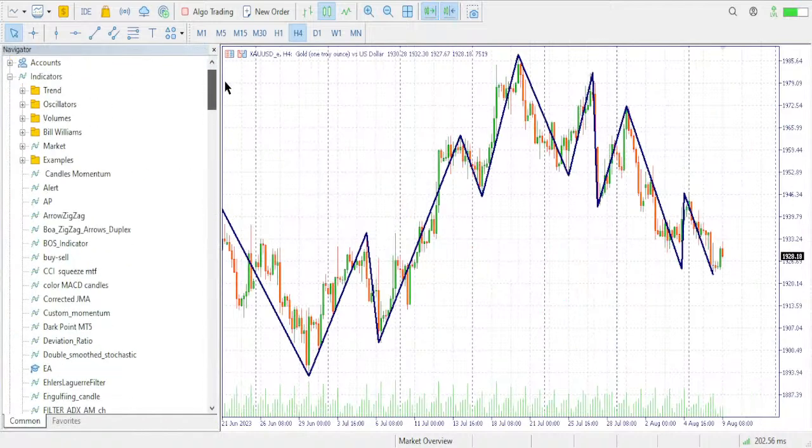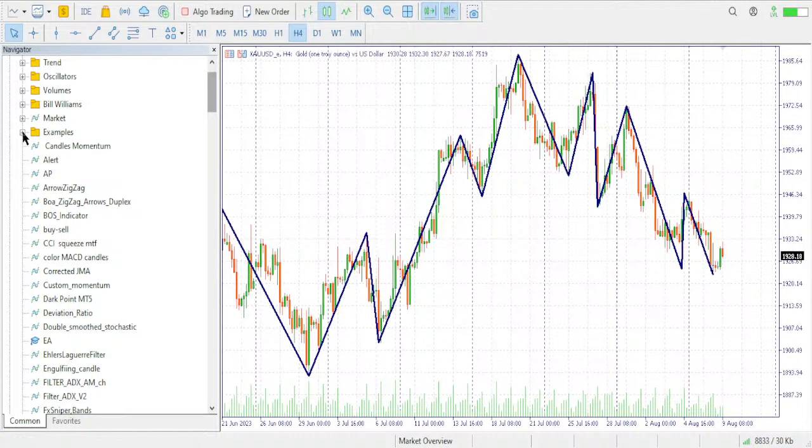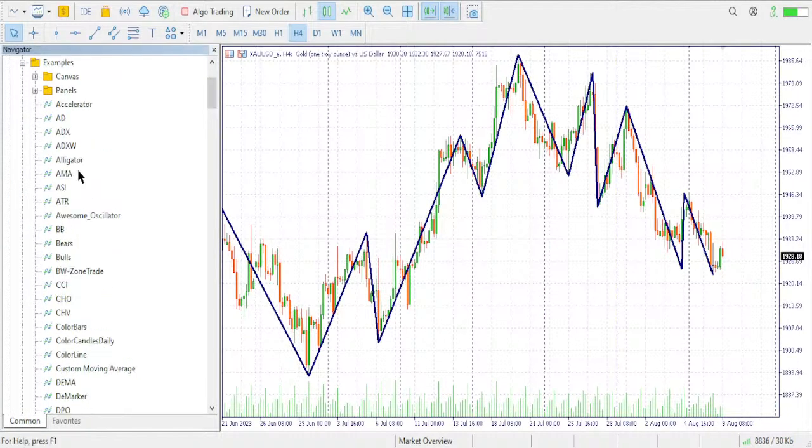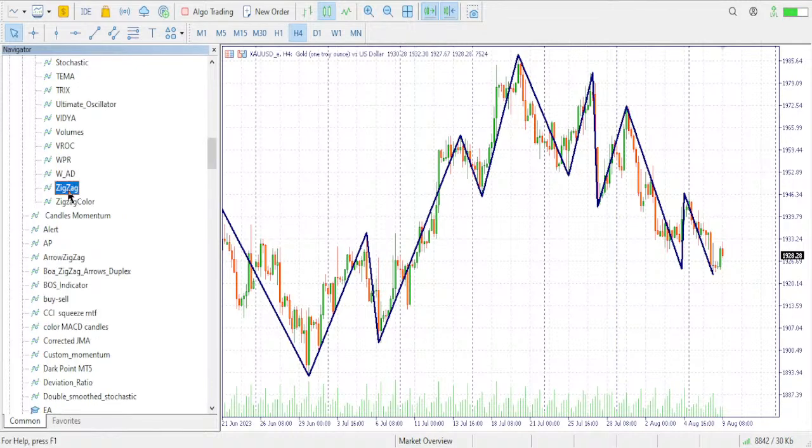So you go to examples and then you'll find it here. This is the same one which I'm having on my screen. I have it like this. The color is different from the one you may be having on your screen. By default it's red, but I changed the color so that it looks good for me. You can put any color you want. The settings I have on it are 12, 5, 3, which is the default settings for the zigzag indicator.